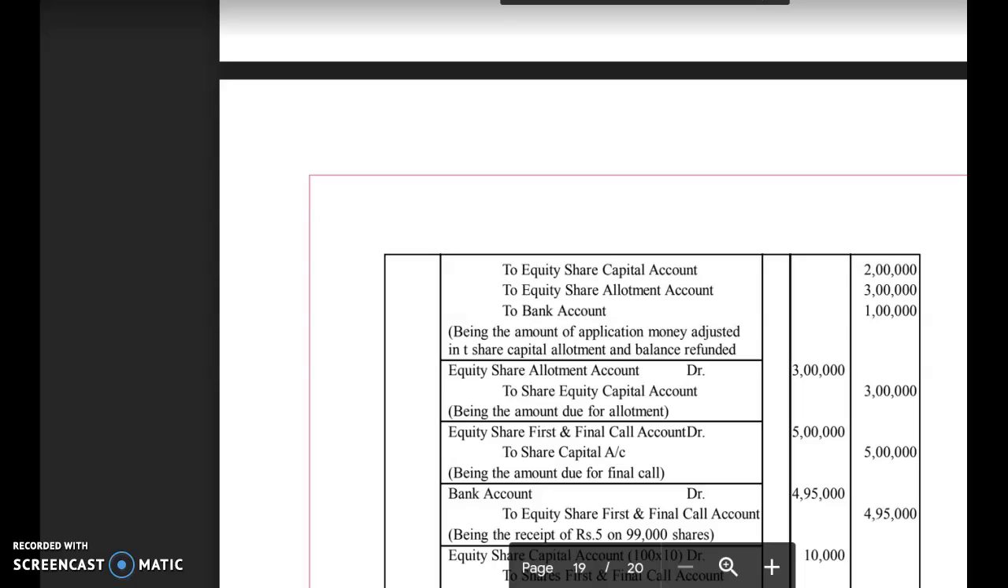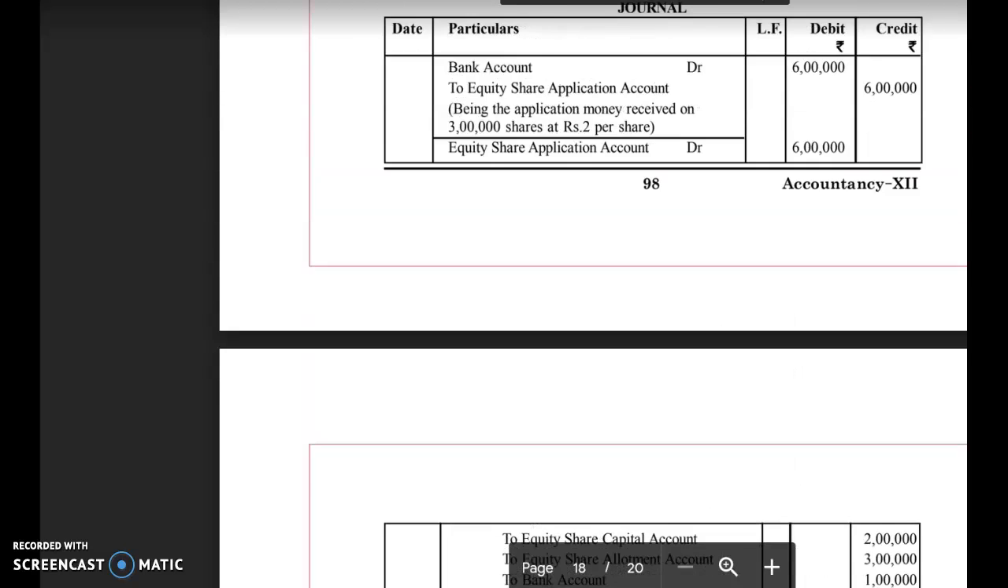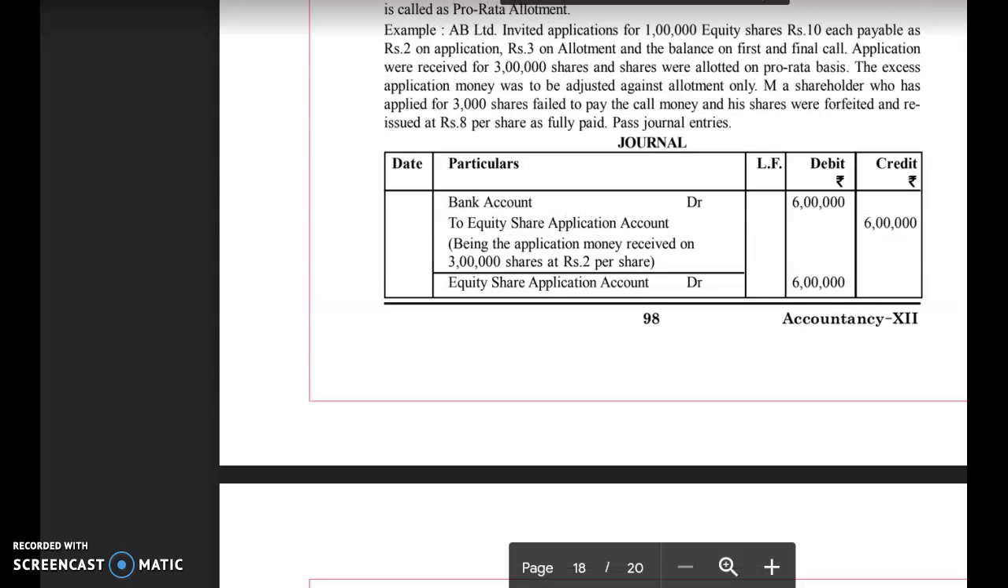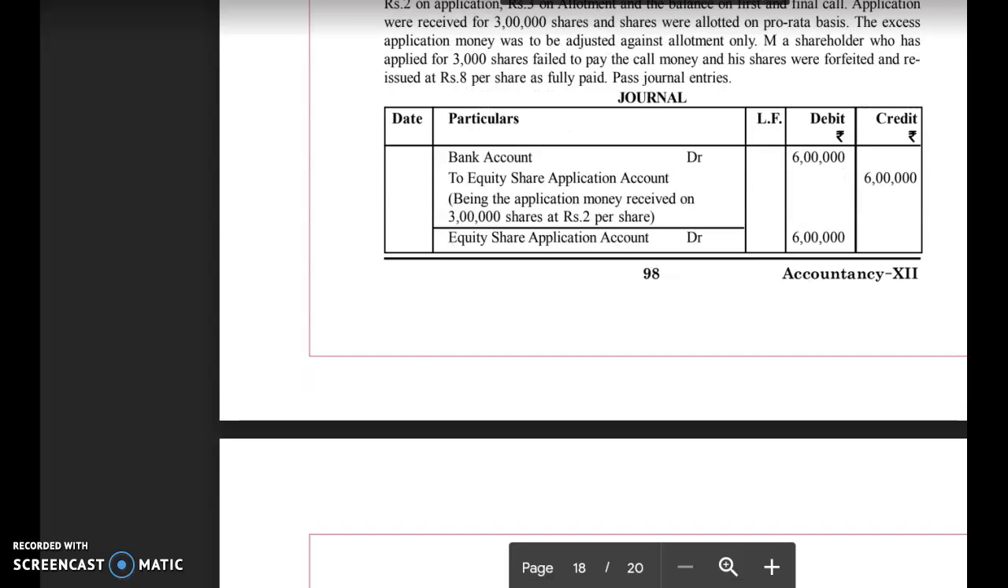So here the bank account will be debited with 4,95,000. Total call money due against his share is 1000 into 5, that is 5000. His surplus of 1000 is being refunded by the company, because the company had used the money only up to allotment. So from this shareholder, the company has not received 5000 on 1000 shares at the rate of 5.